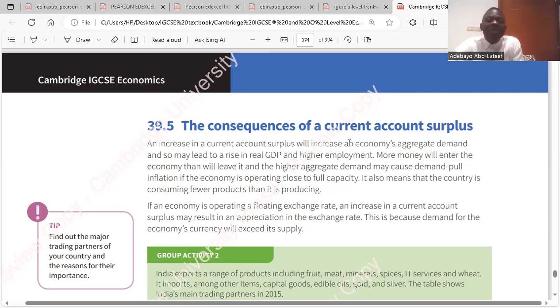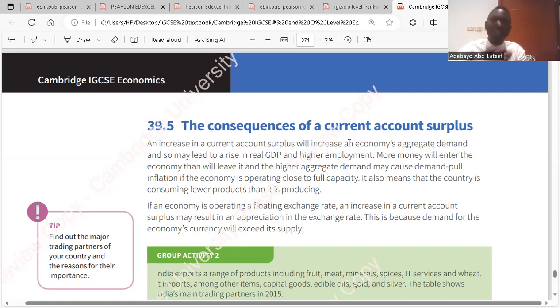Yes. And if the country is operating a floating exchange rate, because money is coming into the country so much, that means the demand for the country's currency is increasing. As a result of that, the country's currency will appreciate. And if the country's currency is appreciating, demand for the country's currency will exceed the supply. Do you get the point here? So these are the consequences of current account surplus.